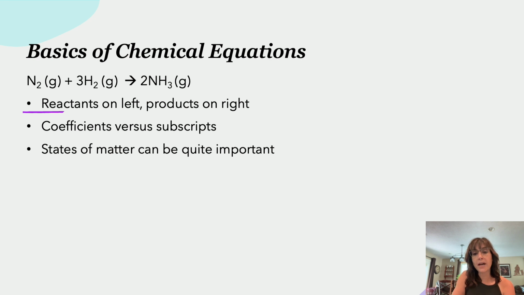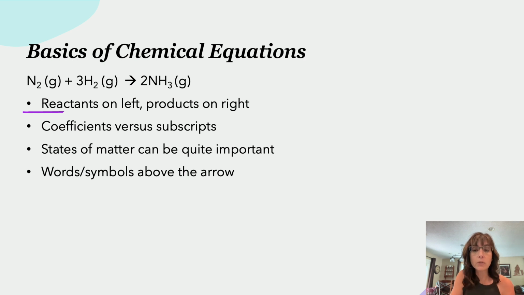Notice I have the states of matter listed, in this case gas. This can be very important in AP chemistry because when you're writing things like equilibrium constant expressions, you only include aqueous and gas. So make sure you pay attention to these tiny details that are often given in an equation. The last thing I want to point out is sometimes you'll notice a symbol or words above an arrow. A triangle would mean that it requires heat. A word might mean that it requires a catalyst.